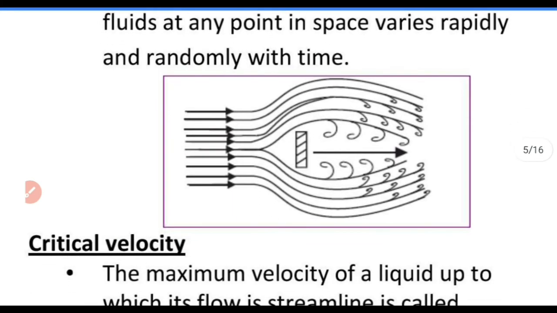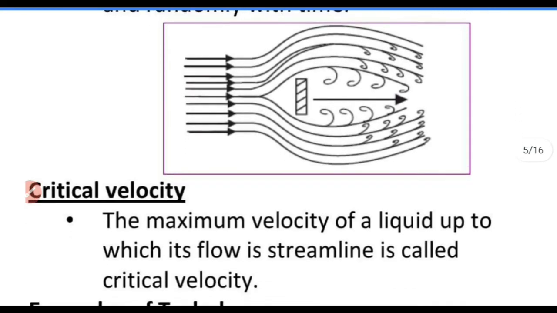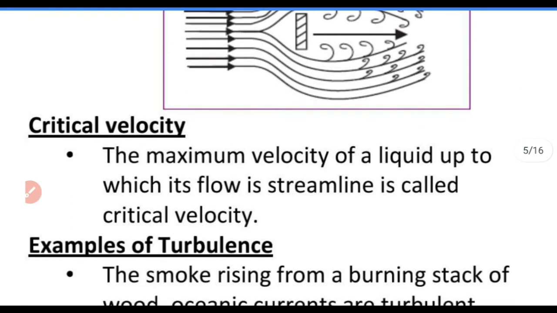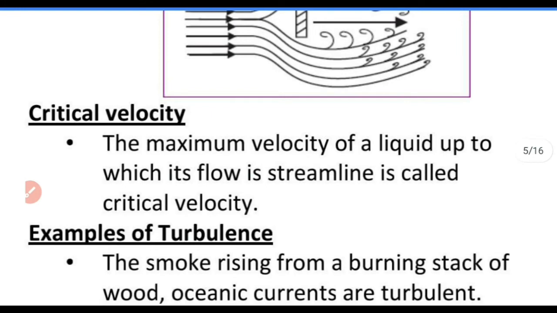So we have a term called critical speed or critical velocity. Critical velocity is the maximum velocity of the liquid up to which the flow remains streamline. And if the speed goes above that critical speed, the flow becomes turbulent.